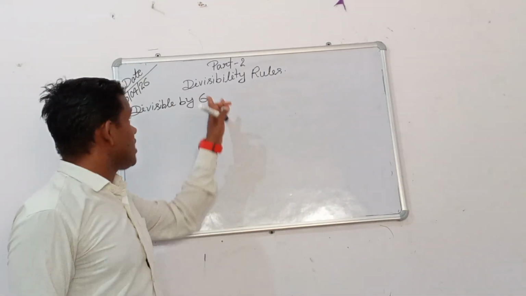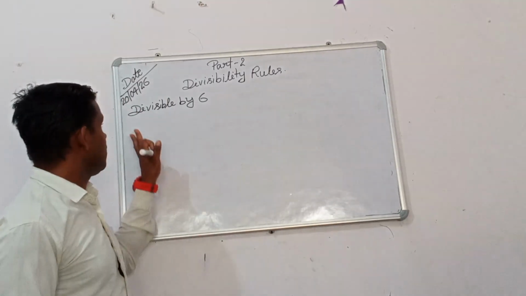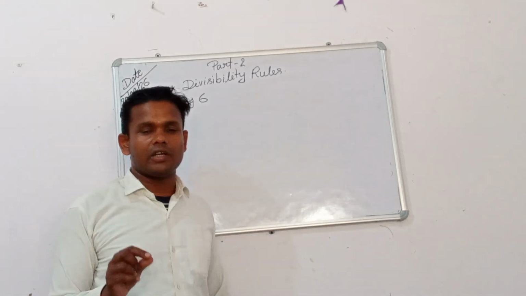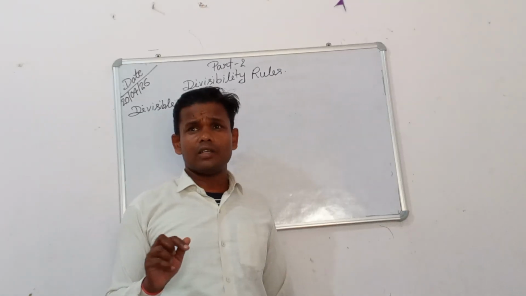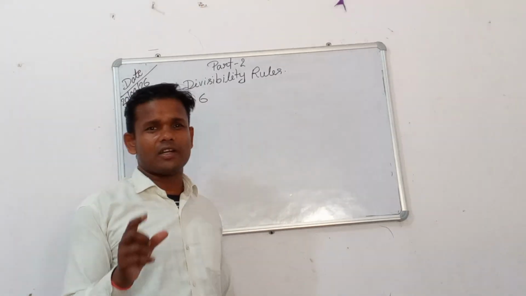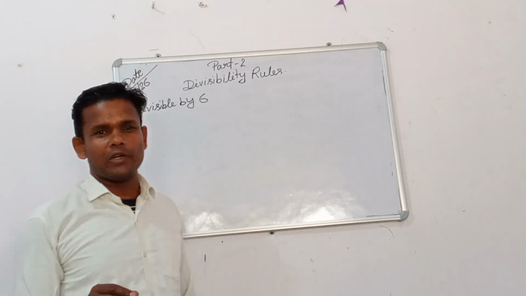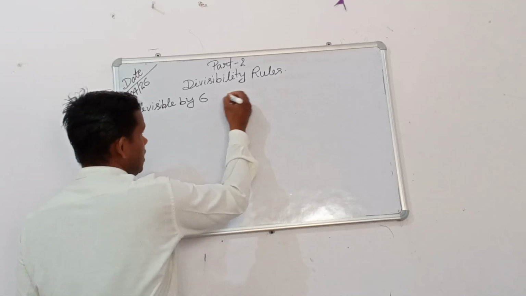Here we try divisibility rules. The second part is divisibility by 6. How do we check whether a number is completely divisible by 6? Firstly, observe the number. If a number is completely divisible by both 2 and 3, then the given number is completely divisible by 6.